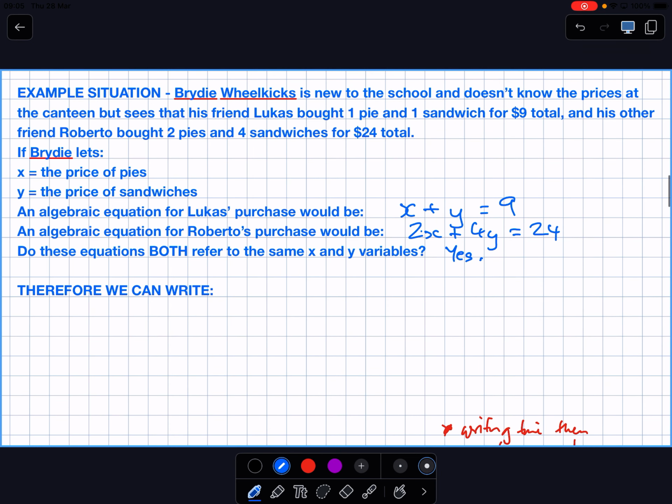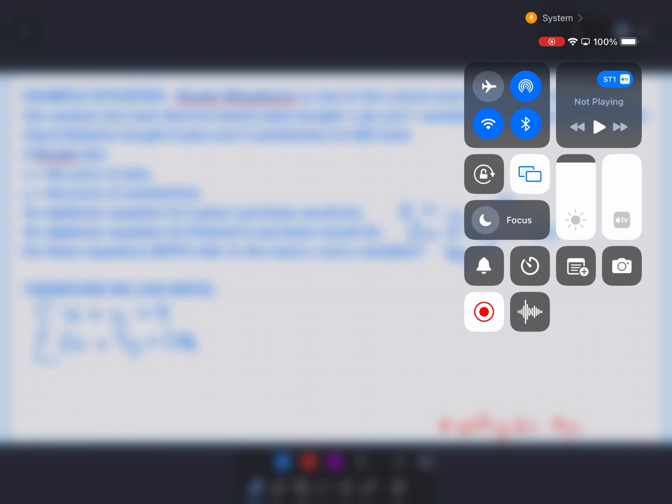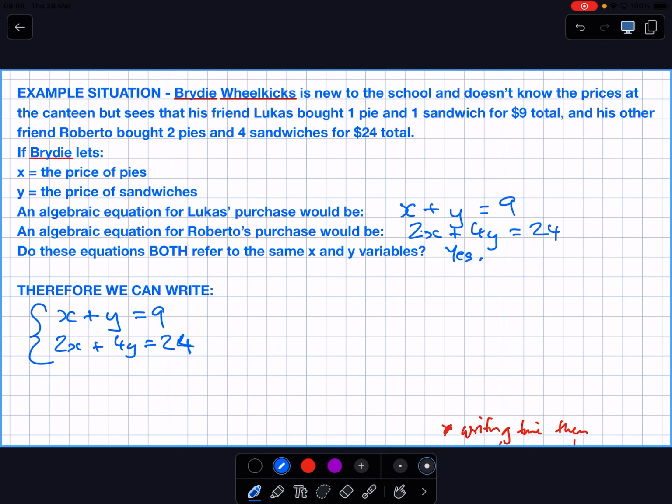Therefore, because that is the case, we can write this. How do I indicate that 2 equations are simultaneous? What is the thing that I write in front of them? The curly brackets. So I do a little thing like that. And I'm saying that the x and the y in the x + y = 9, and the x and the y in the 2x + 4y = 24, they are the same variables. All right? So I'll pause that there. Give you some writing time to write down that example situation so you understand what simultaneous equations represent.